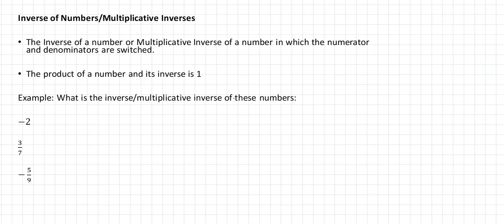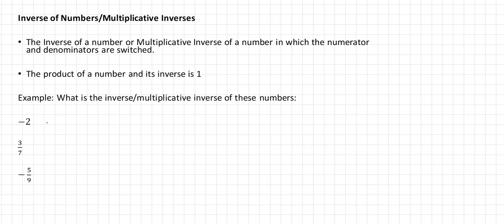So the inverse of a number, or some will call it the multiplicative inverse, is a number in which the denominator and numerator are switched, and so that the product of the number and its inverse is 1. So let's look at some examples here.